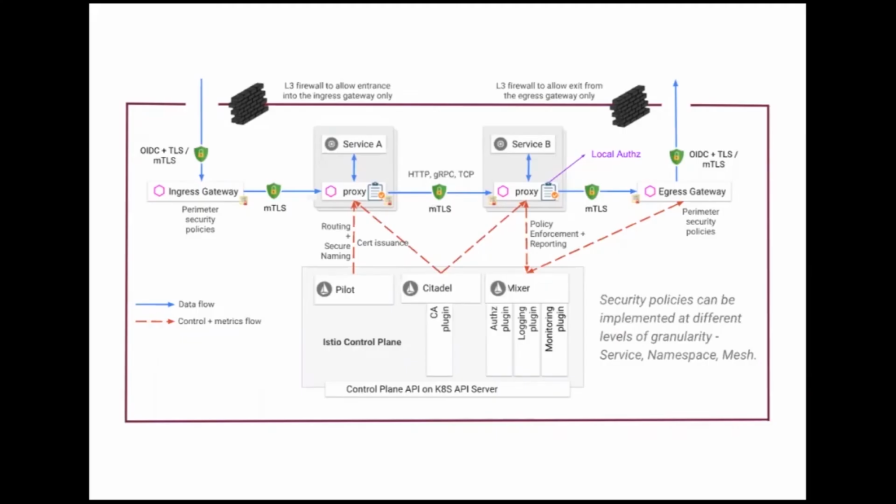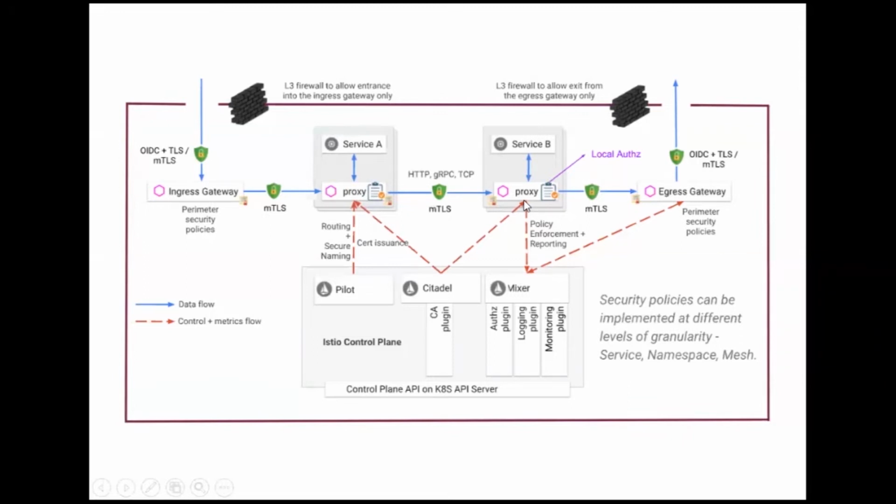The next component is that whenever a container is getting deployed, there will be a proxy deployed with the container. This is called the Envoy proxy. In this case, when service A wants to communicate to service B, it doesn't communicate directly. The request will be handed over to the proxy. The proxy will do the communication.